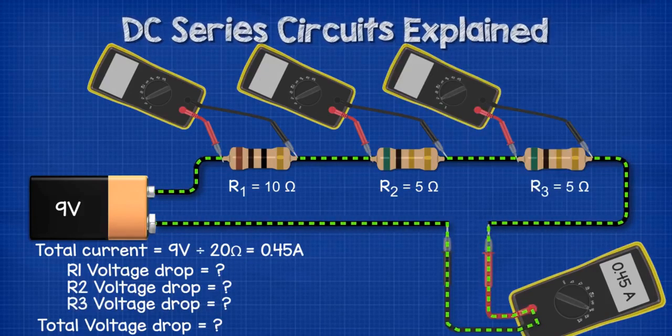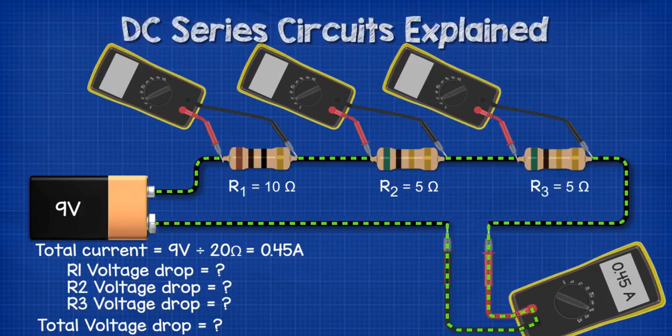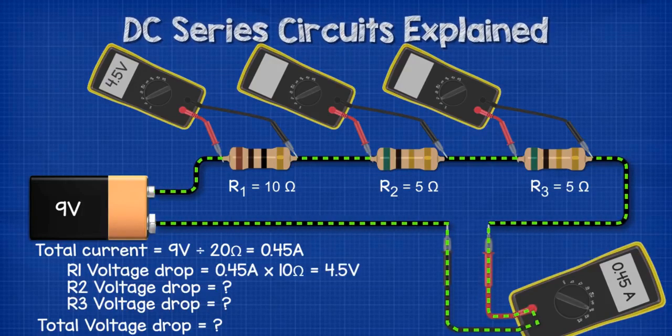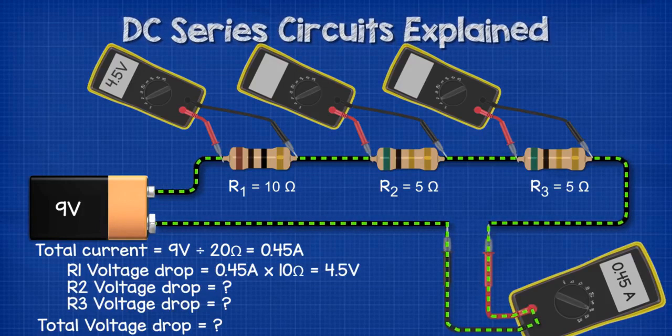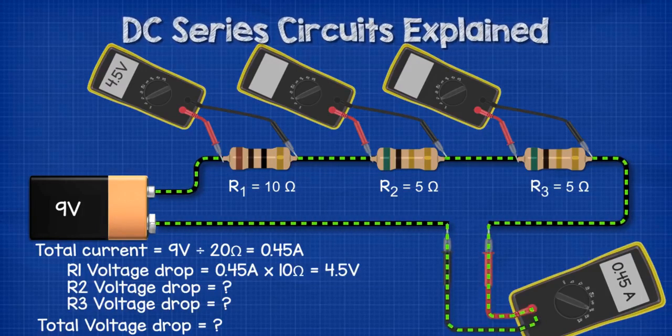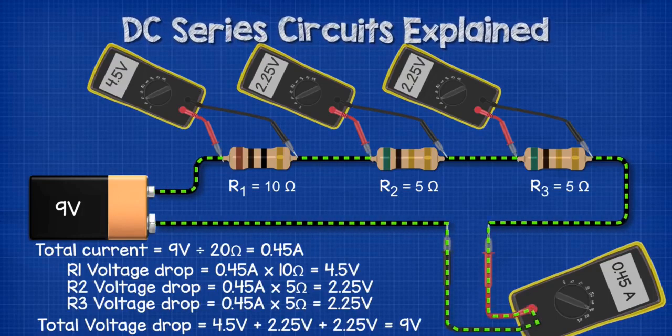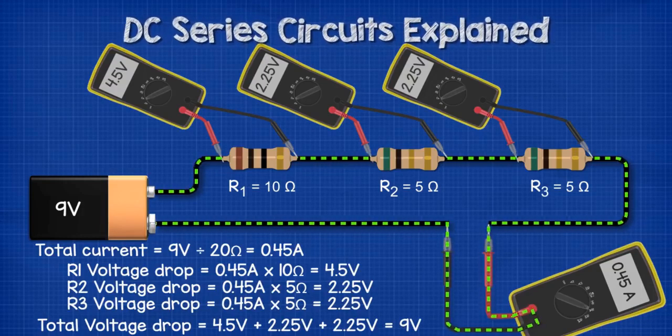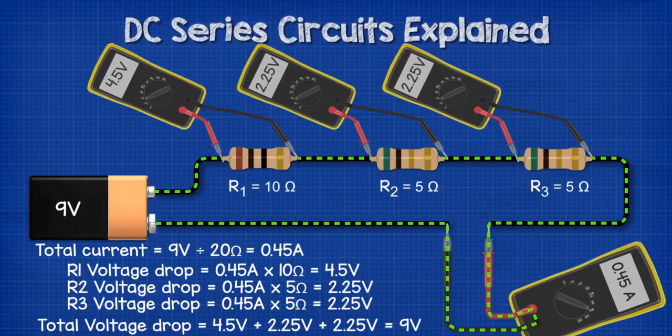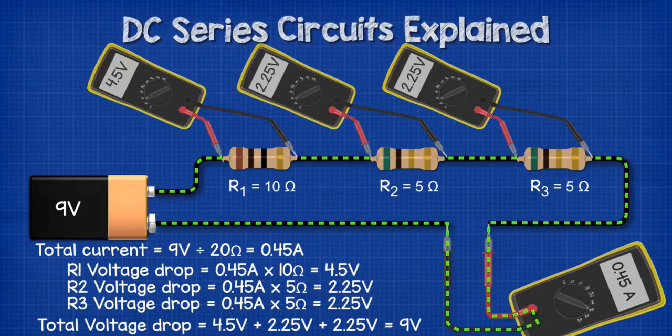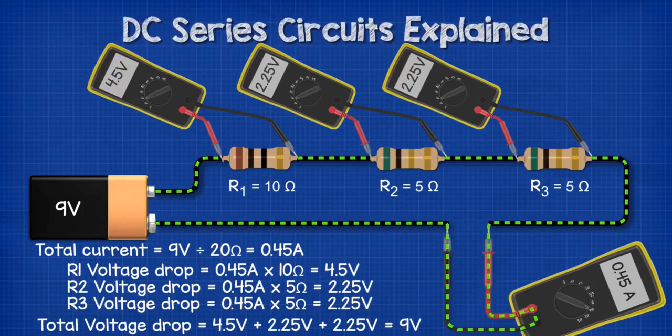The third circuit has a 10 ohm and 2 5 ohm resistors. The circuit had a current of 0.45 amps. So R1 is 0.45 amps multiplied by 10 ohms, which gives us 4.5 volts. R2 and R3 will be 0.45 amps multiplied by 5 ohms, which gives us 2.25 volts on each. The total voltage drop is therefore 9 volts, which is 4.5 plus 2.25 plus 2.25.